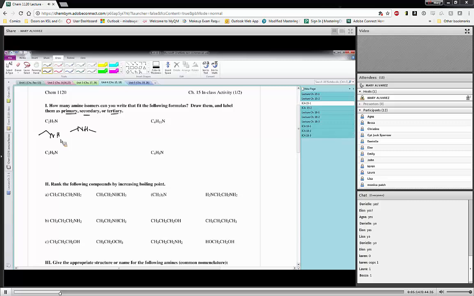This one, would this be primary, secondary, or tertiary? What on the left? Primary. Perfect. And this one? Secondary. Perfect. Excellent. Any questions on all this? Amine structures?